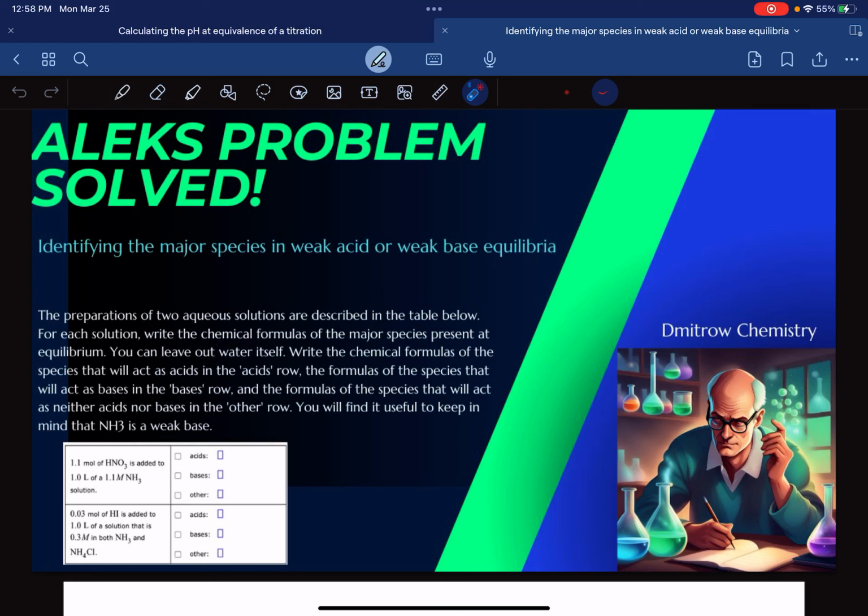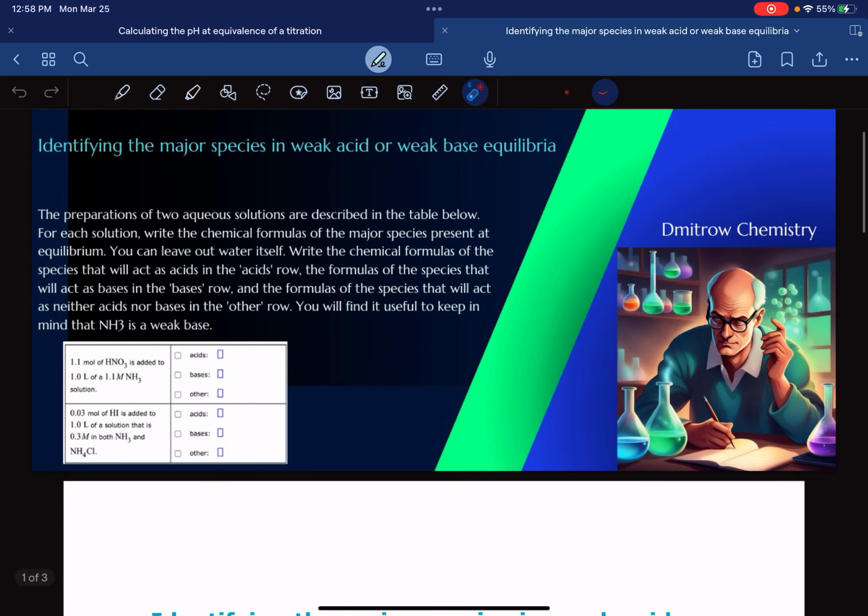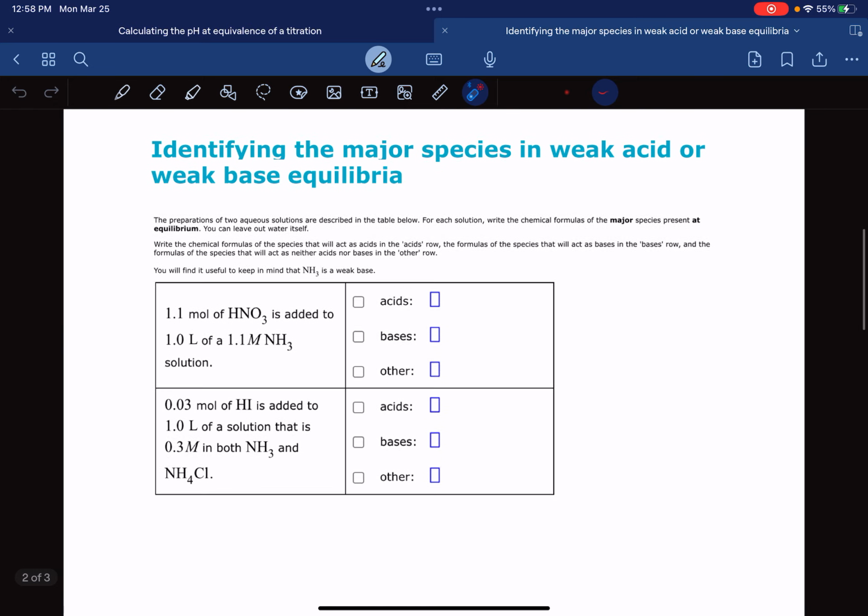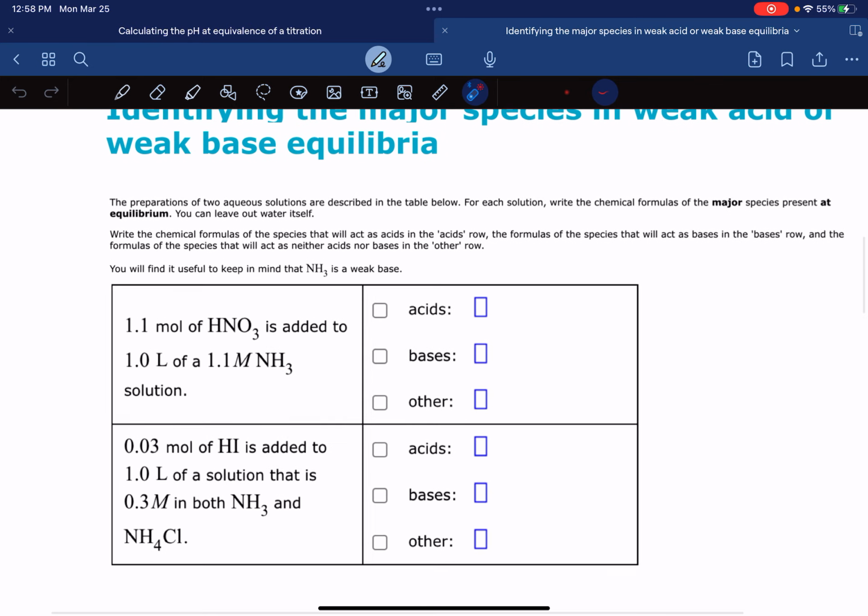Okay, so we're going to identify the major species in a weak acid or weak base equilibrium. And what's going to happen in these cases, and I'm going to slide right down to here, is that they're going to add a strong acid to a strong base here, and then they're going to add a strong acid to actually a buffer. Now, we won't have to do these strong acid to a buffer. This part here will not be done on the AP exam, but I want to show you how to do that as well because it's not that much more challenging.